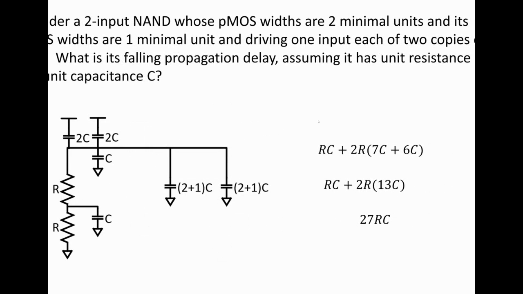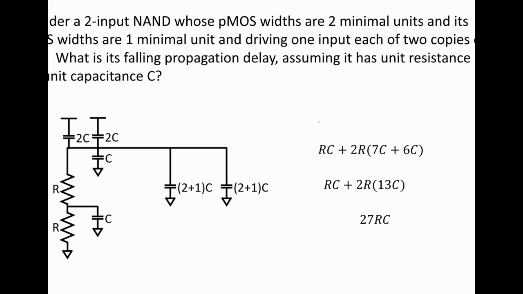Okay, and then this is question 9. Consider a 2-input NAND whose PMOS widths are 2 minimal units and its NMOS widths are 1 minimal unit. This is actually how I used to design my gates. But as I mentioned in the lecture, you might not necessarily want to do it this way. You might want to make the NMOSs a little bigger just because you've got 2 of them in series. But for this question, just assume we have it set up with 2 and 1.